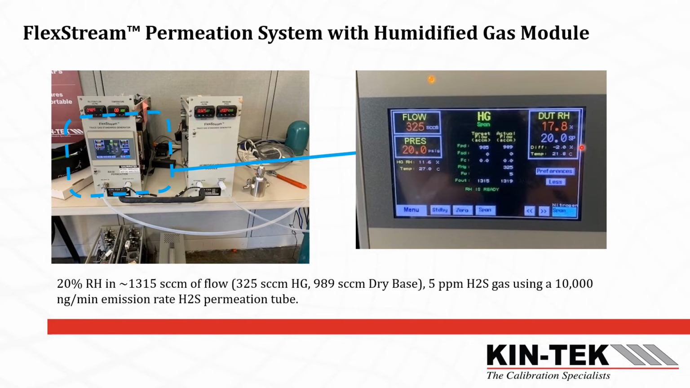So in this scenario, we're actually looking at a set point of 20% RH. We're getting 17.8, and if you remember, I have that plus or minus 3% default that I'm working with, so we are within our plus or minus 3% here. We get the 20% RH. Our flow level is about 1,315 cc's of flow. 325 of that is wetted or basically saturated flow, and then the other part is dry flow coming from the base module. That's the flow that contains the gas the base module is creating, say in this example, 5 ppm H2S gas from a permeation tube that's giving 10,000 nanograms per minute emission rate.